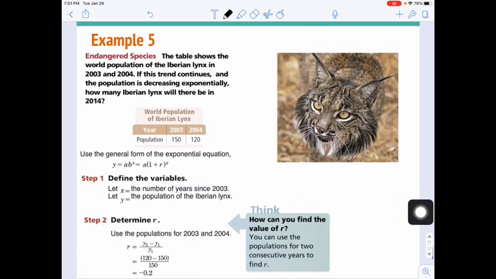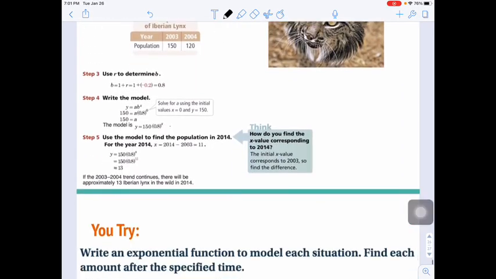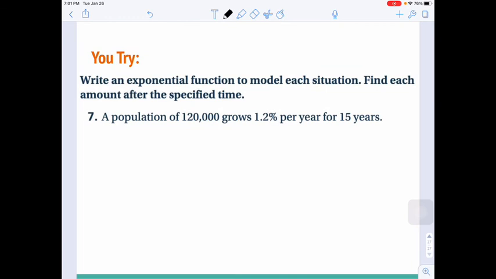The work for this problem is written out on the next few slides. And now I would like you to try number 7, write an exponential function to model each situation, find each amount after the specified time. A population of 120,000 grows 1.2% per year for 15 years.